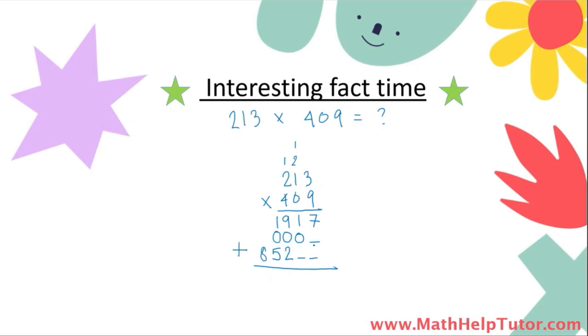So 7 plus blank, or 7 plus 0 plus 0 is 7. 1 plus 0 plus 0 is 1. 9 plus 0 plus 2 is 11. Carry over 1. 5 plus 1 is 6 plus 1, that's 7. And 8 plus 0 is 8. So our answer is 87,117. And we did our multiplication, this time with 3 digits for our multiplier.